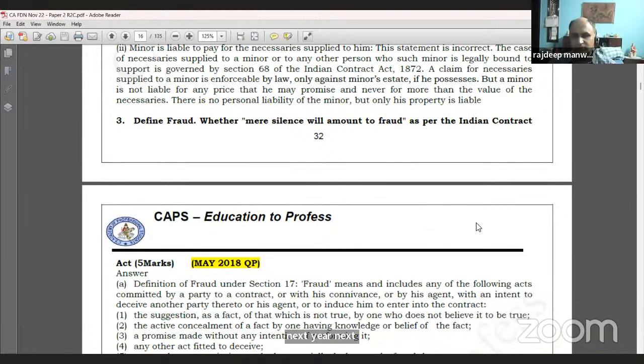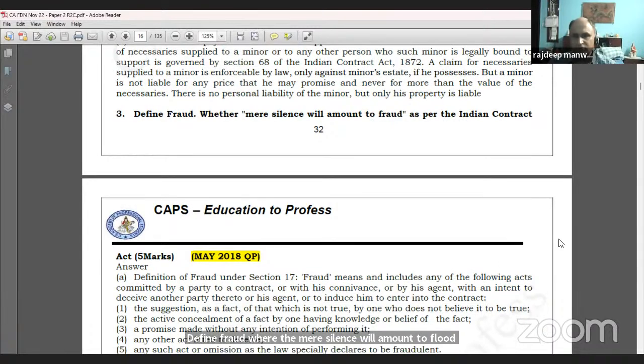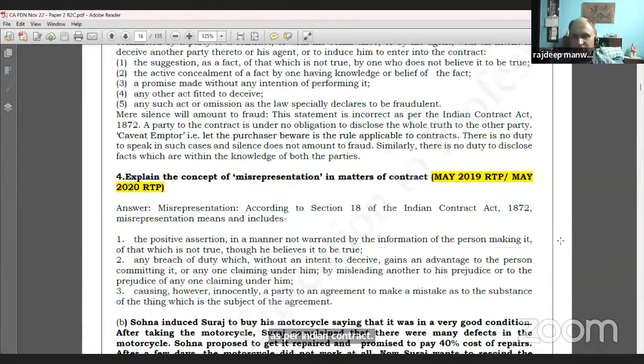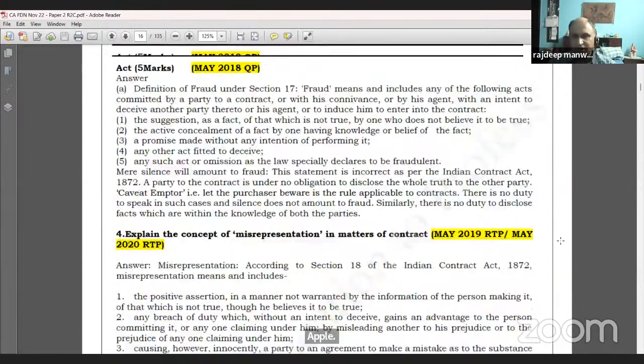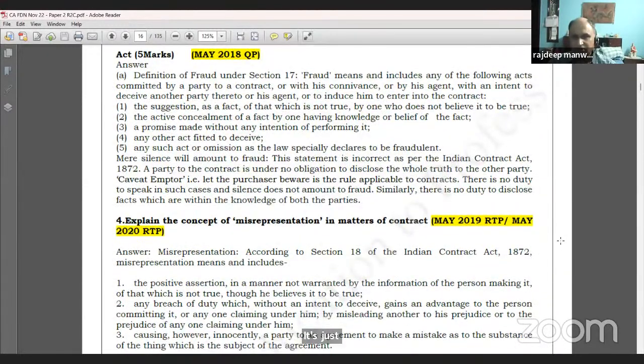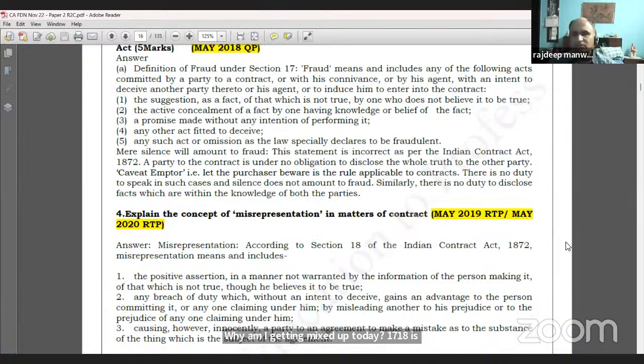Define fraud. Whether mere silence will amount to fraud as per the Indian Contract Act. So you'll have to define fraud. Fraud is section 17. 17 and 18 is misrepresentation. Okay, I got confused. Explain the concept, and you have to state that mere silence is not fraud. Remember, I did that case Ward versus Hobbs where he sold those pigs. Remember the case law, Ward versus Hobbs, right?